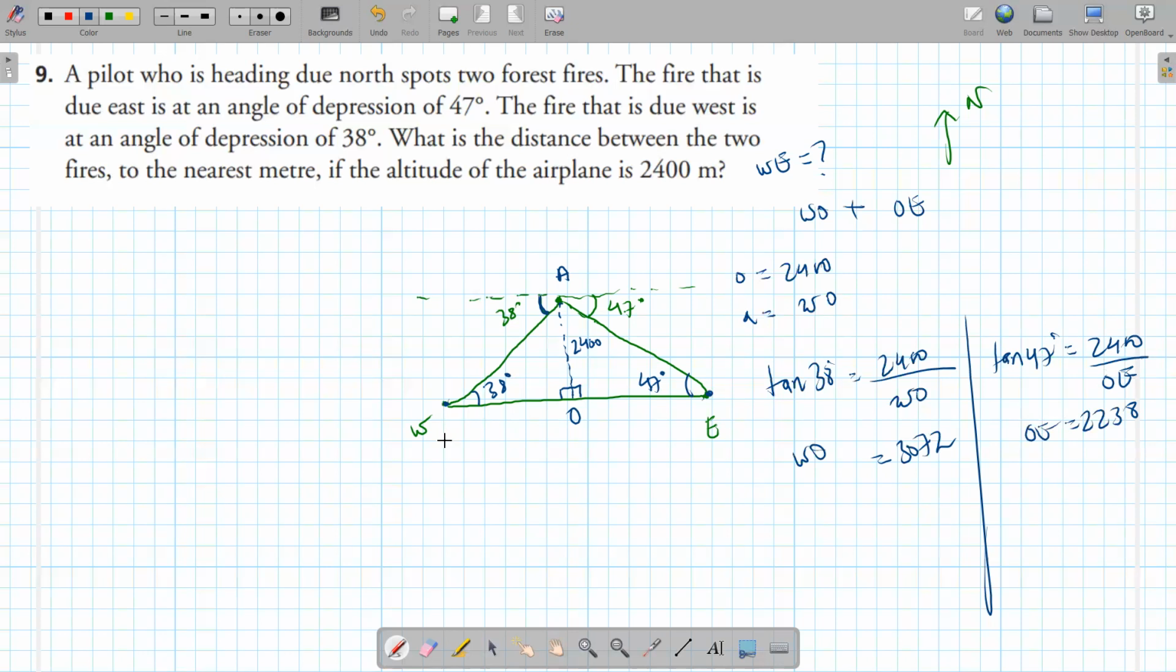2238. And now we have this and we have this. We want the total distance. We will just add them up, right? So the whole distance is 5310, and we're done.